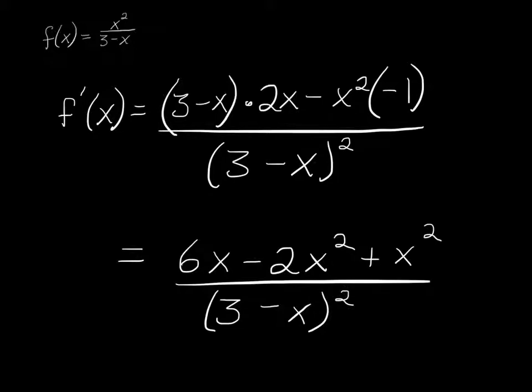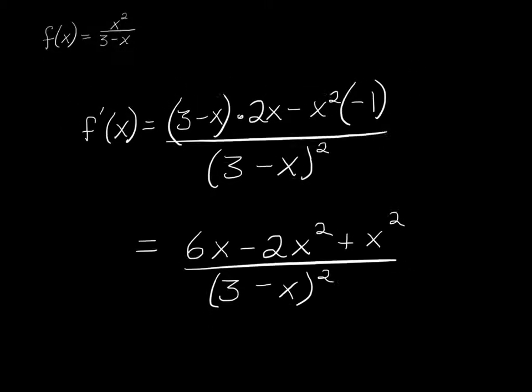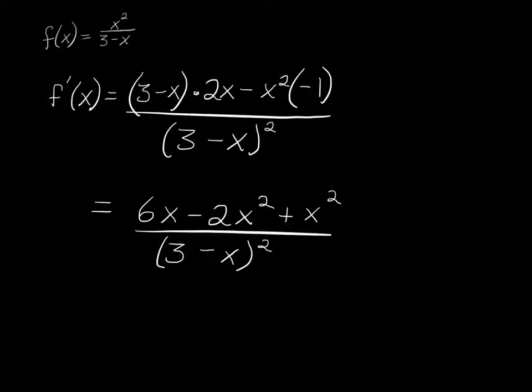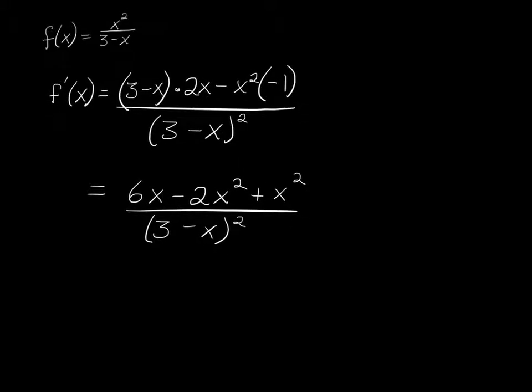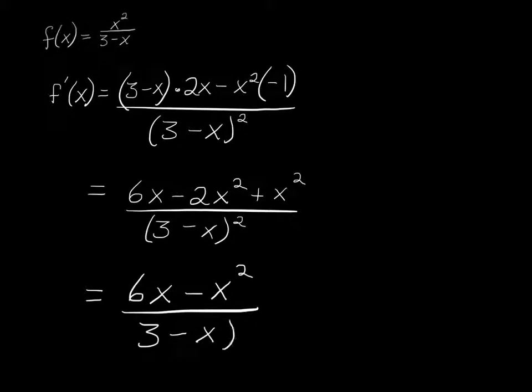And I've already run out of room, so let me shrink this just a little bit. Having infinite whiteboard space is pretty convenient. And then this is going to become 6x minus x squared over 3 minus x quantity squared.